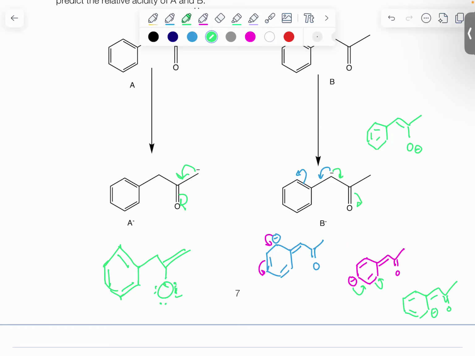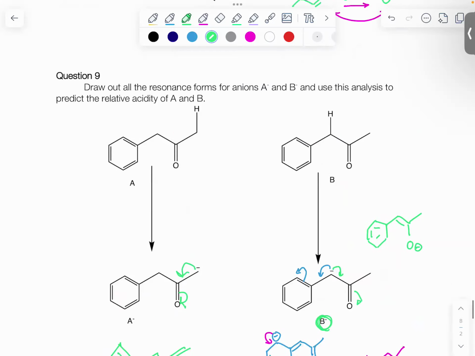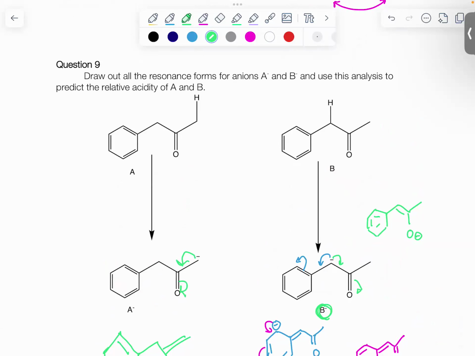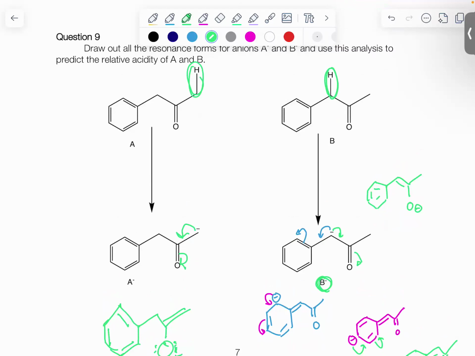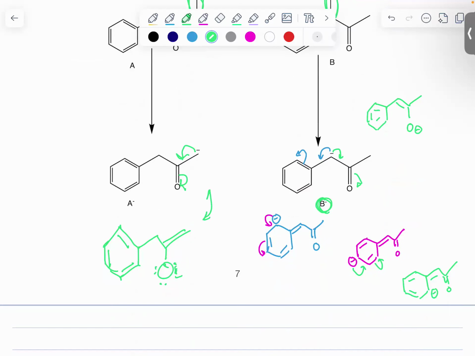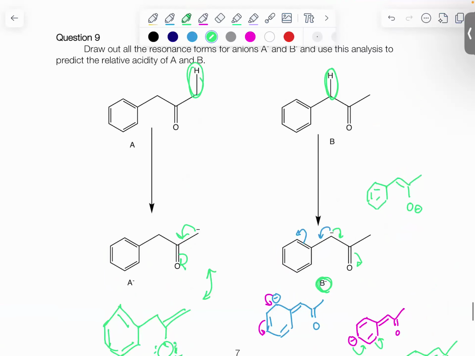Between A and B, which one has the most resonance structures? B. So because B has more resonance structures, it will be more acidic. That's because the loss of this proton can be spread out across a lot more structures. Whereas the loss of this proton, there's only two possible forms that it can take. Whereas with B, the loss of that proton, there's a ton of different forms it can take. So it can really delocalize that loss and feel it a little bit less.